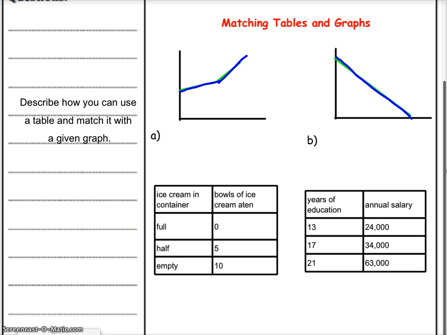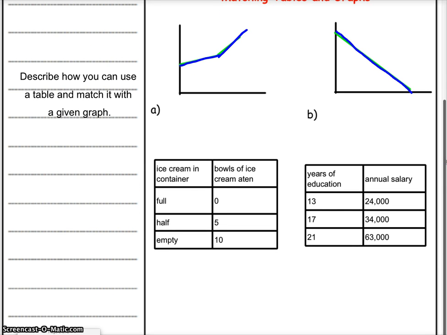It's always decreasing. So that's, before I even look at the tables, I try to figure out what's the graph doing. The graph is increasing and then a sharp increase. This one, the graph is constantly decreasing. Now, using that knowledge, I can go to the tables. Ice cream in container, bowls of ice cream 8. So, if the container is full, I have no ice cream, 8. If the container is half full, 5 bowls of ice cream have been 8. If the container is empty, 10 bowls.